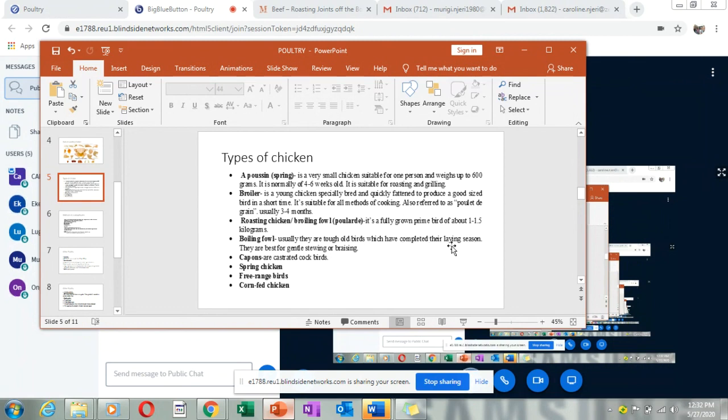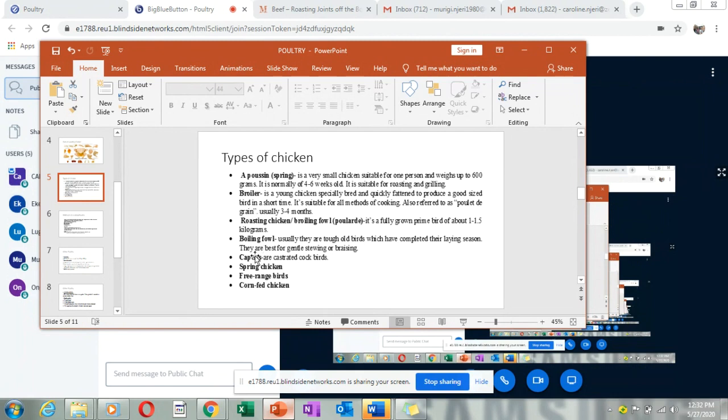Ile yenye naiva usiku mzima. Kama ile wanauza kwa butchery siku hizi yenye wanaita kienyeji, those are old hens. Kienyeji, those are old layers. Old layers. We call them old hens or boiling fowl.